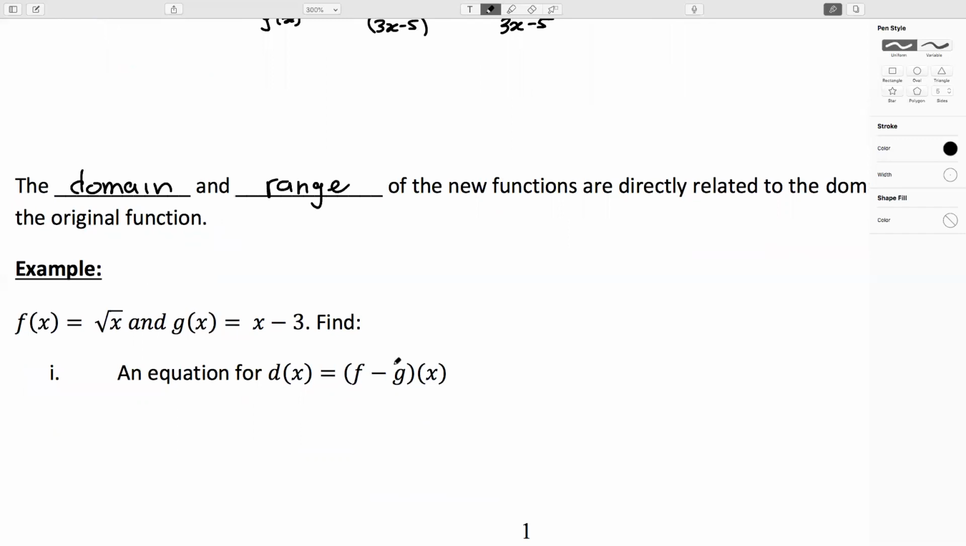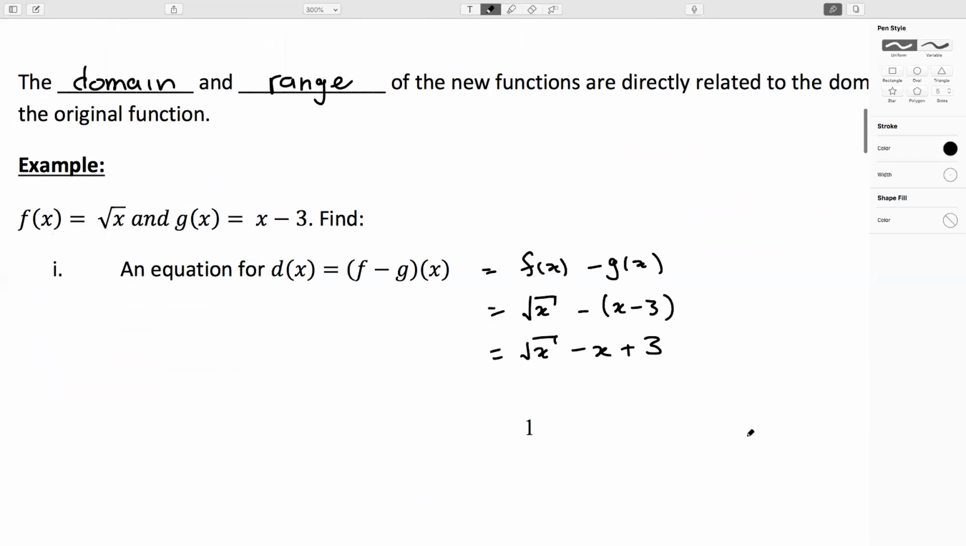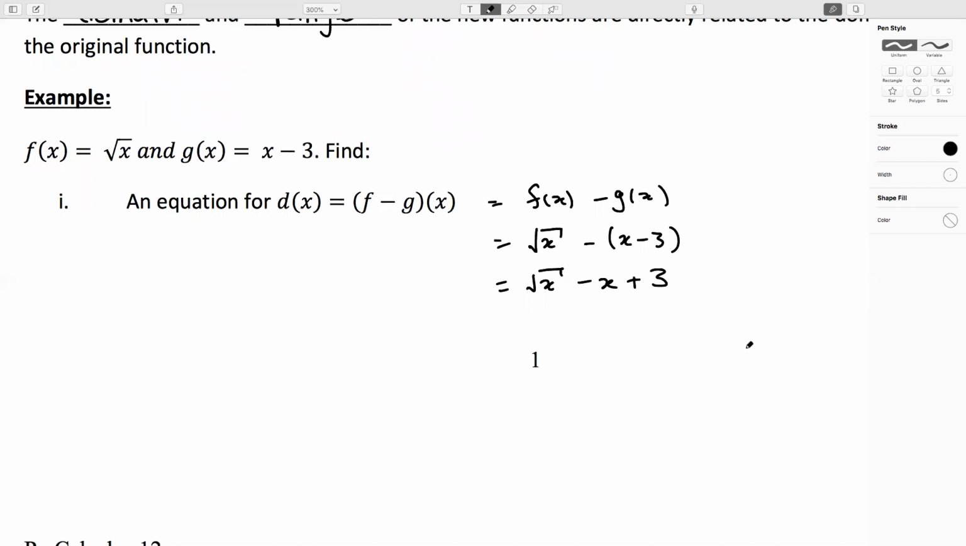So f minus g of x is going to equal f of x minus g of x. f of x is root x, and g of x is x minus 3. So this is the square root of x minus (x minus 3), or it's going to be root x minus x plus 3. So that's what the actual equation for the function is, and technically we could write f minus g of x equals root x minus x plus 3.